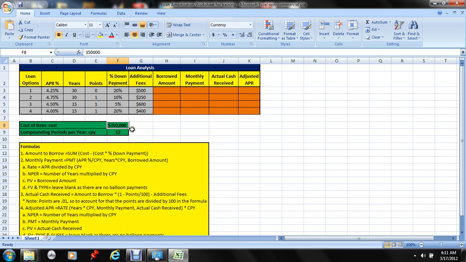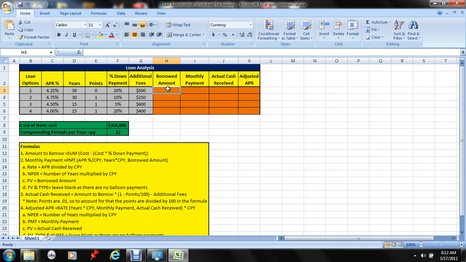To do so, go ahead and click on $350,000. Go up to the name box, and we're going to call it cost. So type in cost, hit enter. For the compounding periods per year, do the same thing, but type in CPY, hit enter, and we use those during the various cell references.